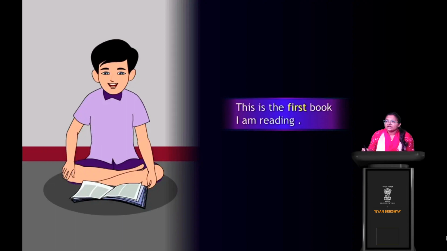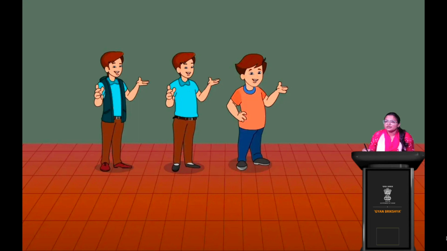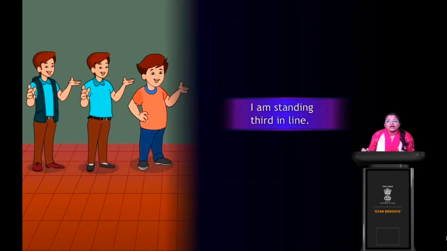Okay, now let's see. What are these boys doing? You can see there are three boys, right? So what are they doing? Let's see. I am standing third in the line. First, second, third. Third in the line. So you can see again the word third has been highlighted, right?